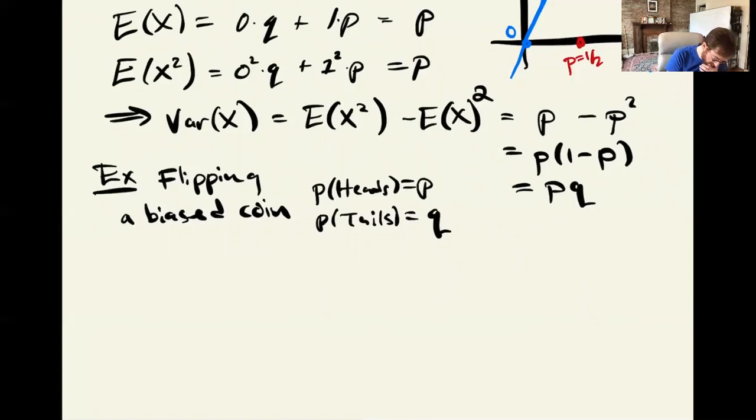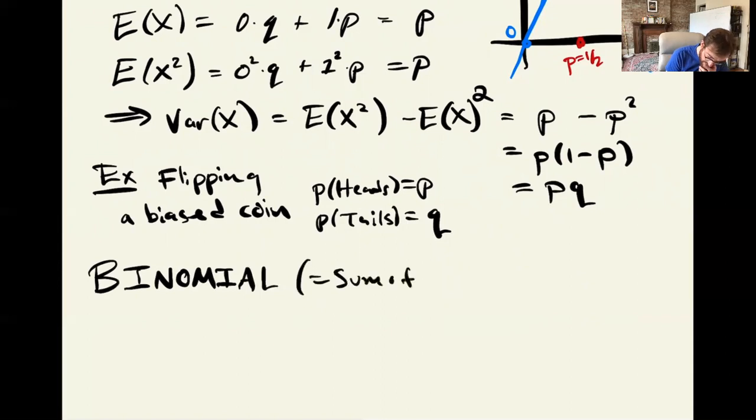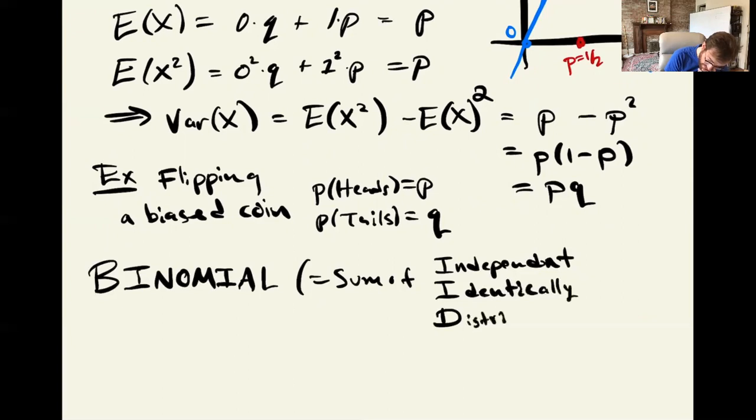So let's consider another situation. And remember, you can think of this binomial as the sum of, and I'll use the phrase IID. So this is independent, identically distributed indicator random variables.